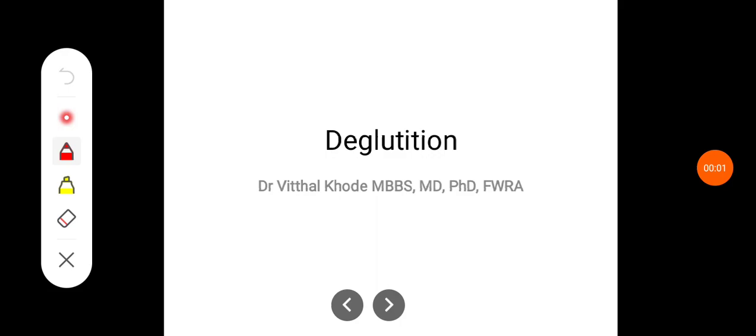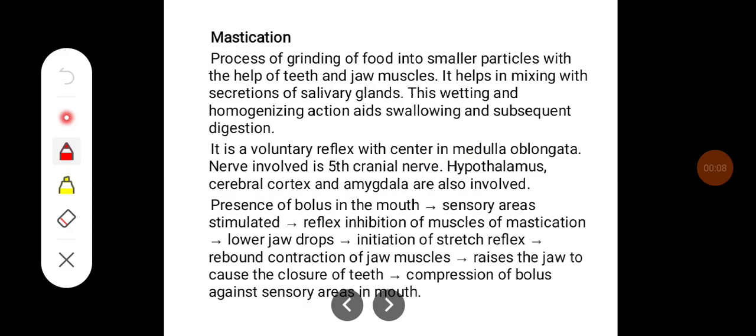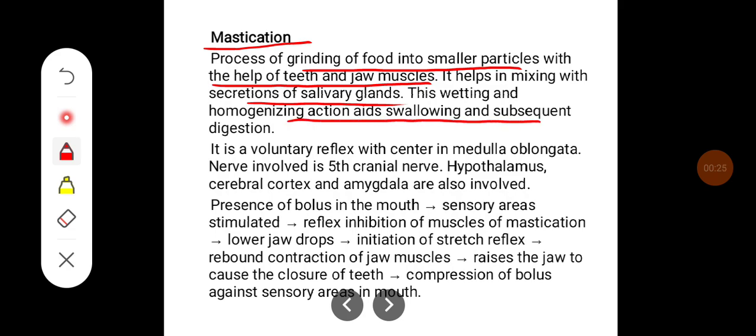Hello everyone. In this class, we'll try to understand what is mastication and what is deglutition. Mastication is a process of grinding of food into smaller particles with the help of teeth and jaw muscles. It helps in mixing with secretions of salivary glands. This wetting and homogenizing action aids swallowing and subsequent digestion.